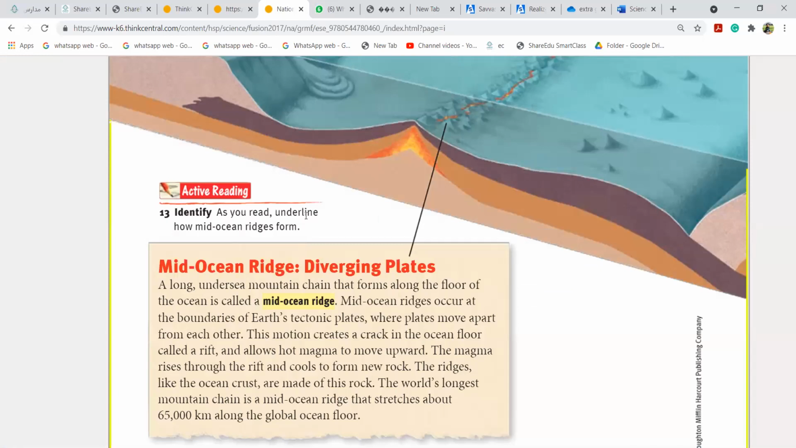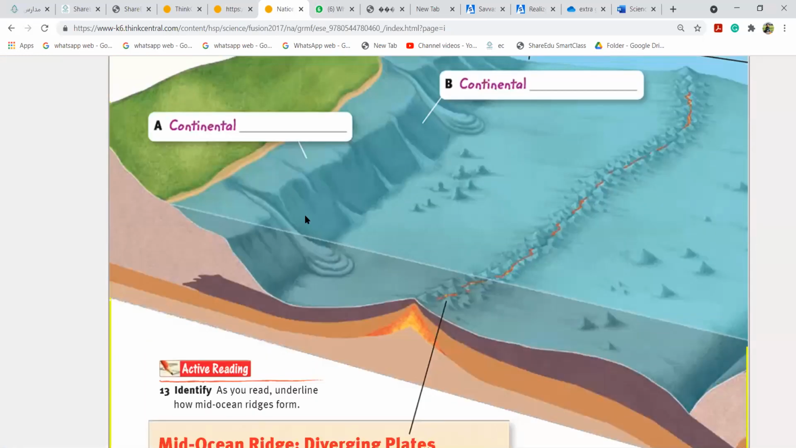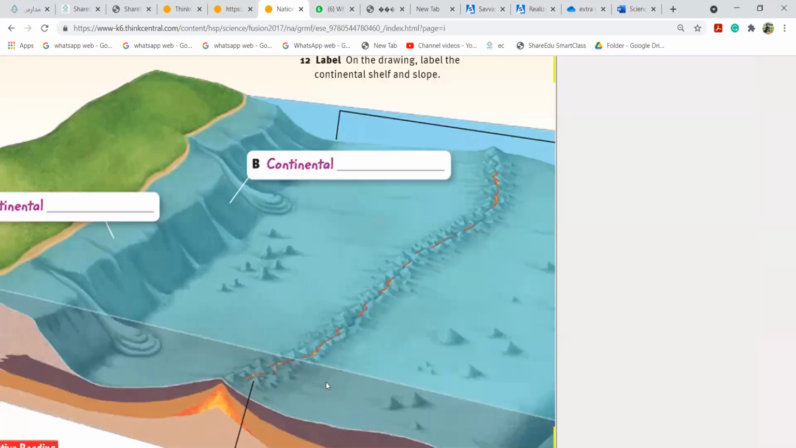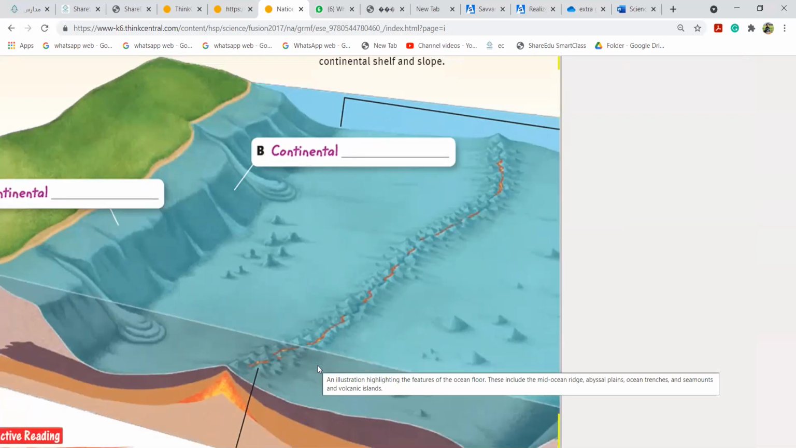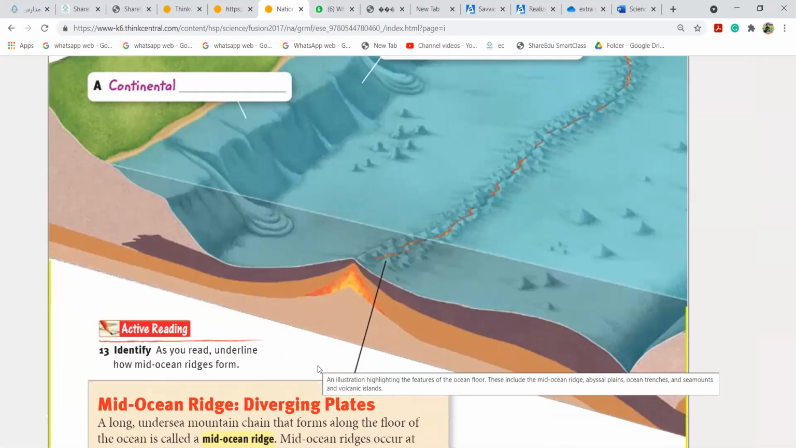What is a mid-ocean ridge? Girls, can you see here? Can you see how the ocean has a crack? Can you see here, girls, in the picture, how the ocean has a crack? That is called a mid-ocean ridge.